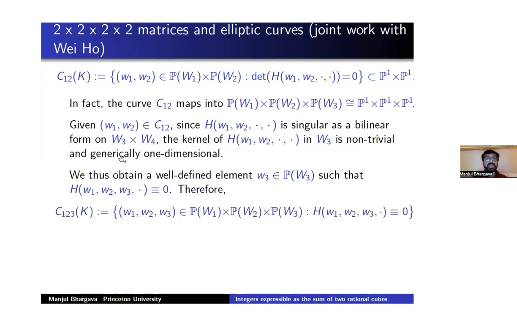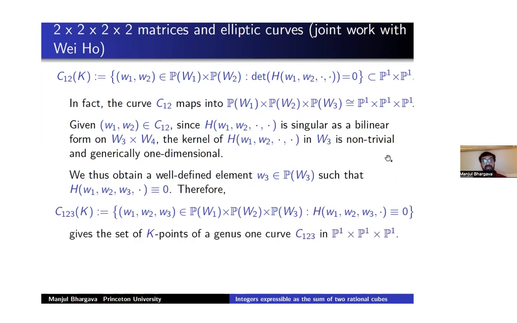And so C12 is naturally isomorphic to this curve C123, which is the set of all triples w1, w2, w3 in this P1 cross P1 cross P1, such that if you plug in those values, you just get identically zero. And so this also gives a set of k points of a genus 1 curve, and it's isomorphic to C12. The isomorphism just being, you take the set of all w1, w2, and then you take the kernel in the third direction and just tack that on. And you get w1, w2, w3 on C123.